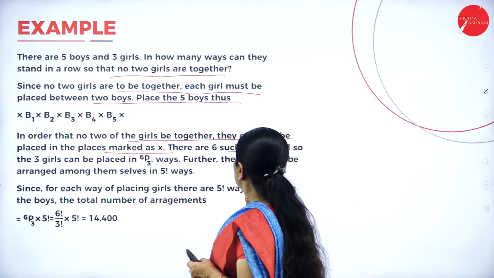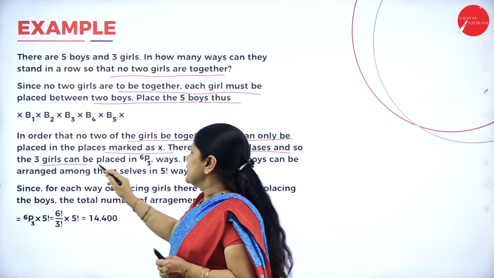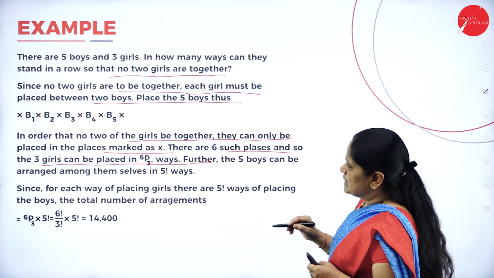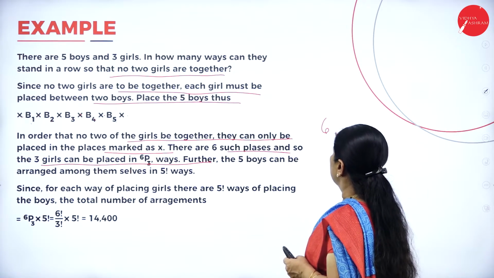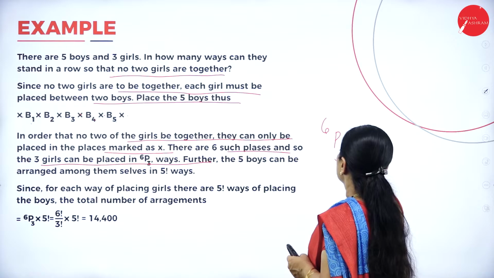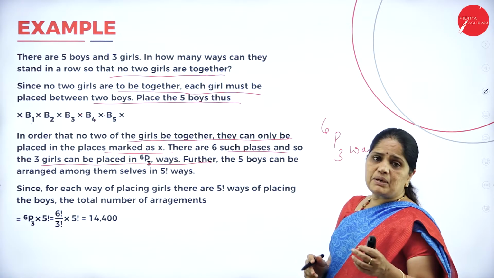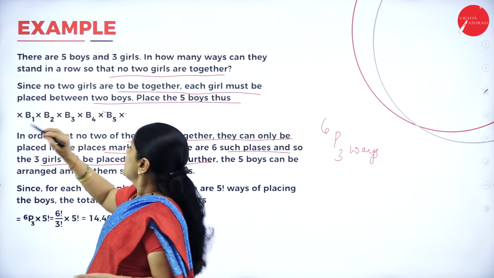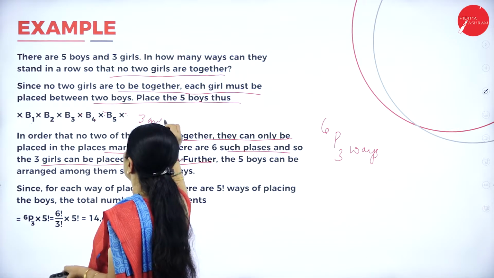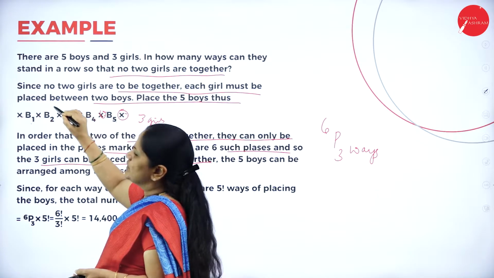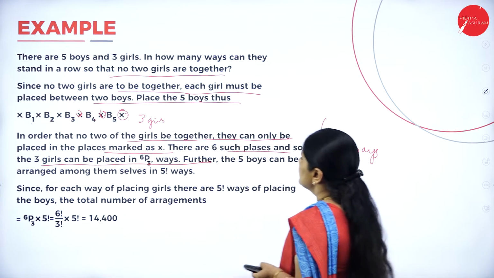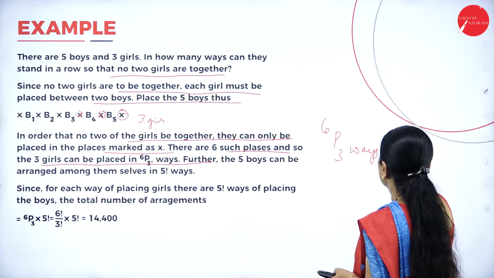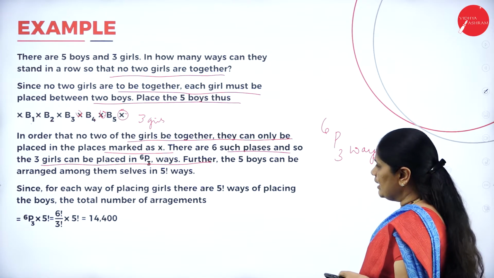So there are 6 such places, and so the 3 girls can be placed in 6P3 ways. So out of 6 places, they can be placed in any of these 3. So there are 1, 2, 3, 4, 5, 6, and we have only 3 girls. So we have to select where the girls have to sit in between the boys. So we can calculate it in 6P3 ways, that is 6 factorial by 3 factorial ways.